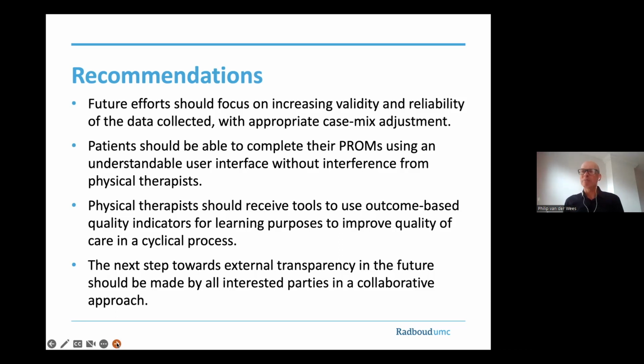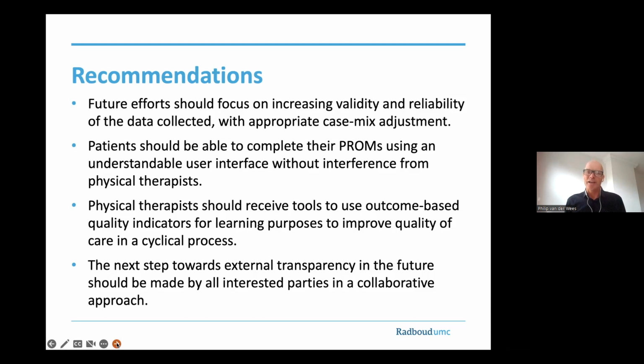And the final step, eventually in the future, would be: could we then use these outcomes as produced in routine physical therapist practice for external transparency, for publication perhaps on a website where health insurers or patients can see what the outcomes are of physical therapist treatment. And we may also be able to use this for research purposes and to have a collaborative approach by all parties to really make sure that we can show to the outer world what the results are of physical therapist practice.